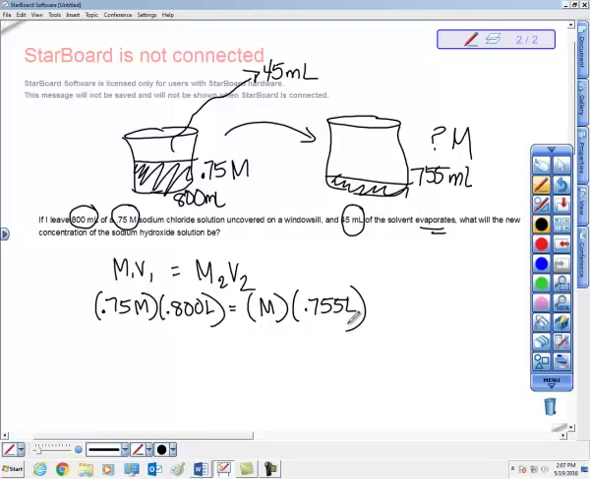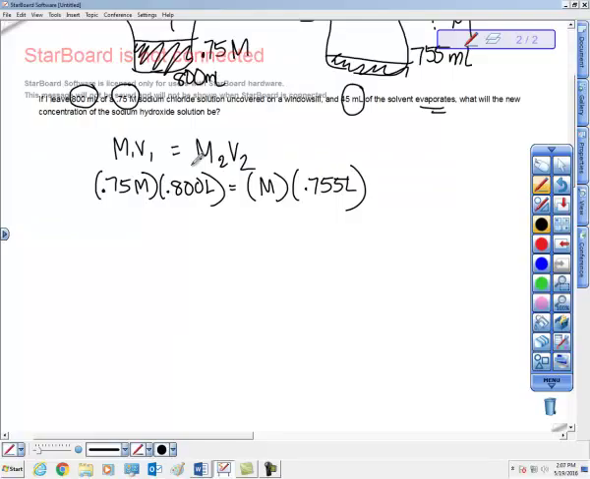All right, let's get that new molarity. 0.75 times 0.8, divided by 0.755. Okay, second molarity, I got 0.7947. I'm thinking probably 2 sig figs would be about right, maybe 1 because of the 800 milliliters. I probably should have put a decimal on there. But anyway, probably 0.79 molar would be okay.